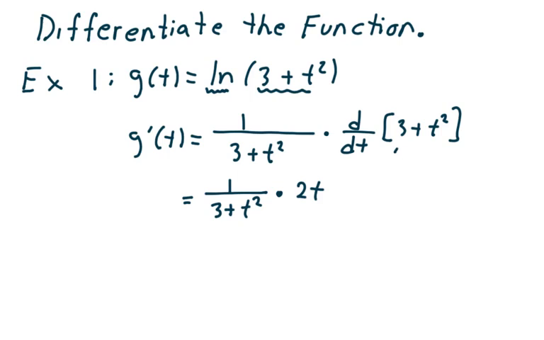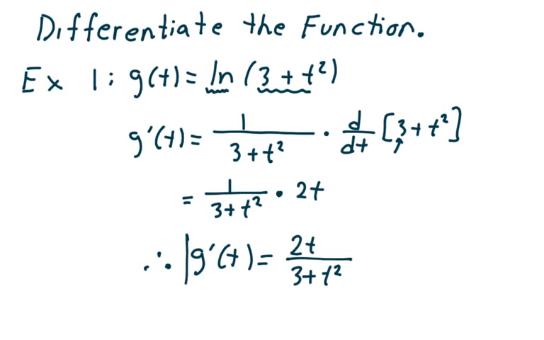Because remember that the derivative of a constant is 0. So therefore, g prime of t is the same as 2t divided by 3 plus t squared. And that's number 1.